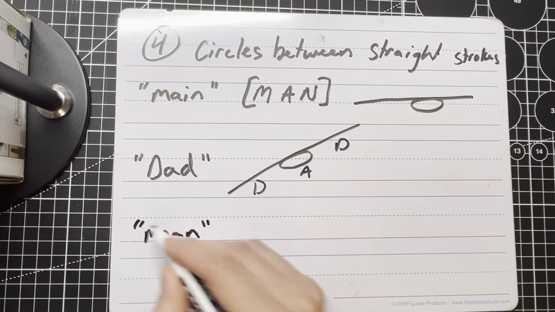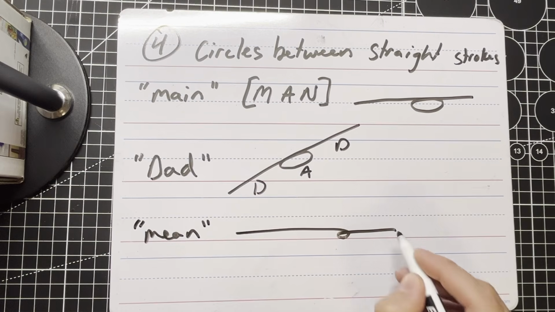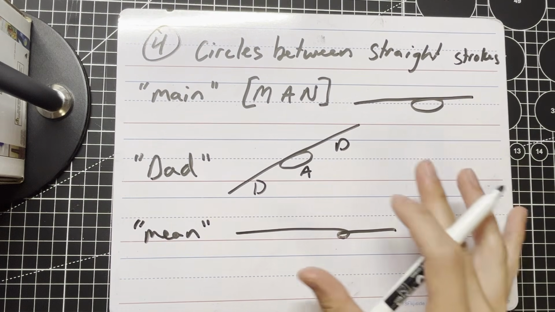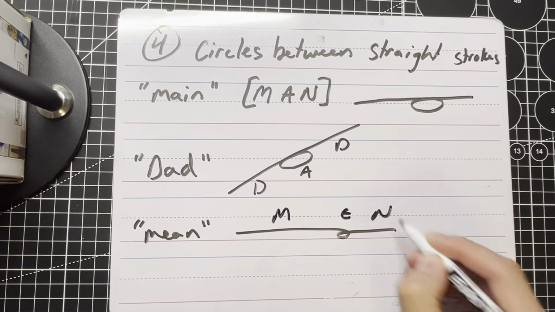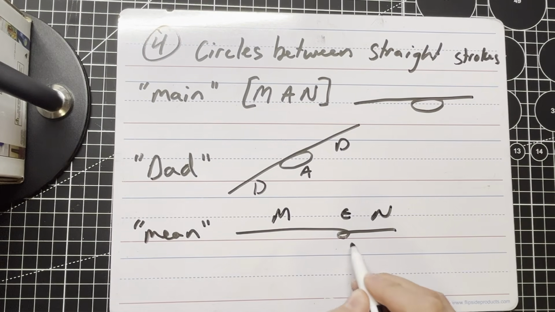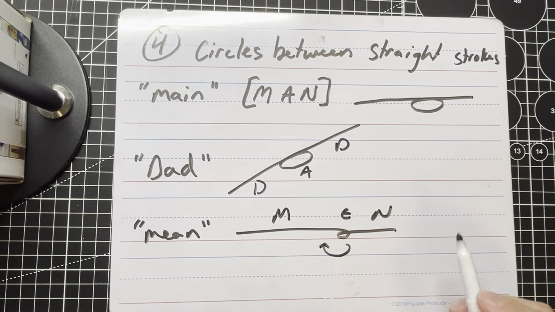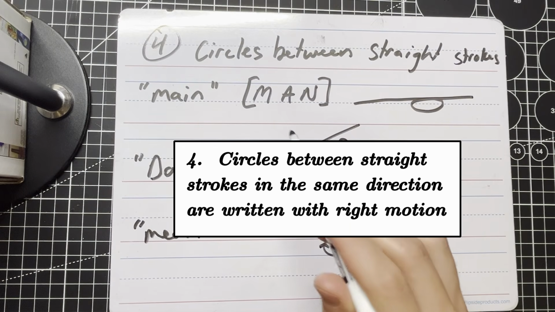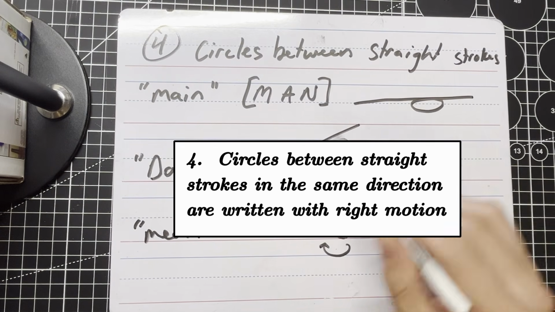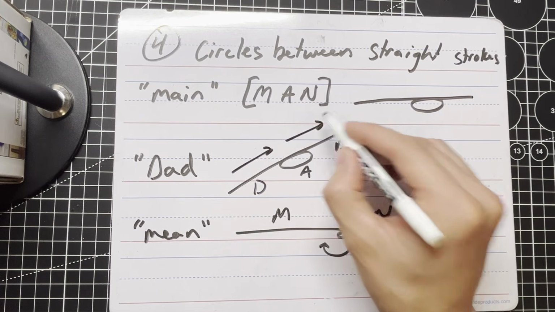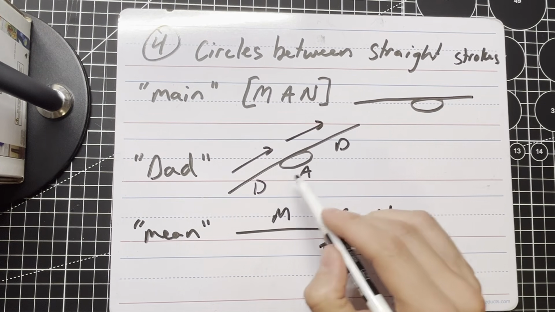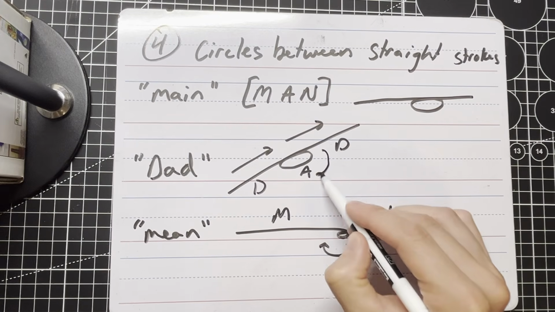Mean is a lot like main, but again, M-E-N. And these are proportionally ginormous, but you get the point. The M, the E, and then the N. And you'll notice the E loop is written with right motion. Okay, so again, rule 4 states that circles between straight strokes in the same direction are written with right motion. So the writing direction is this. So these loops, these circles, are going to be written with right hand motion.